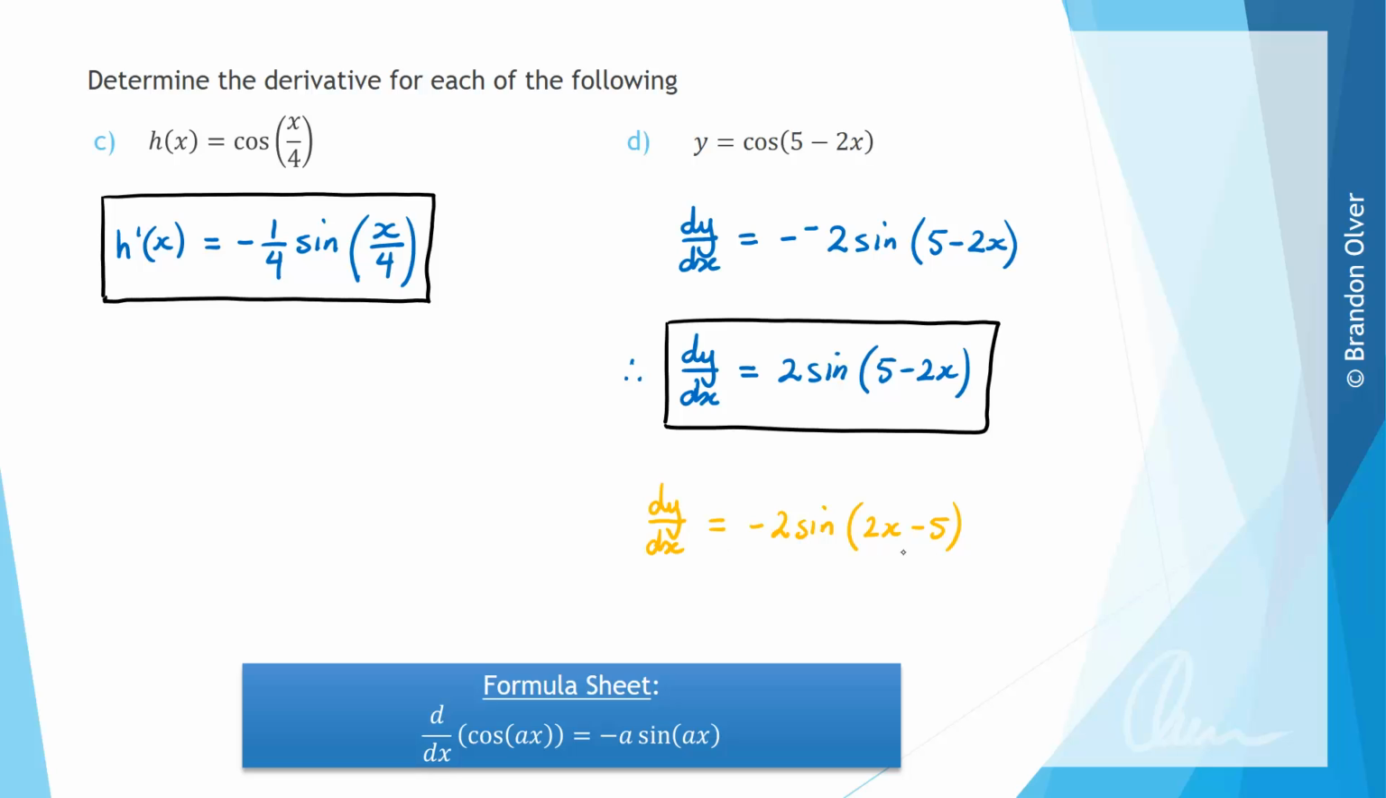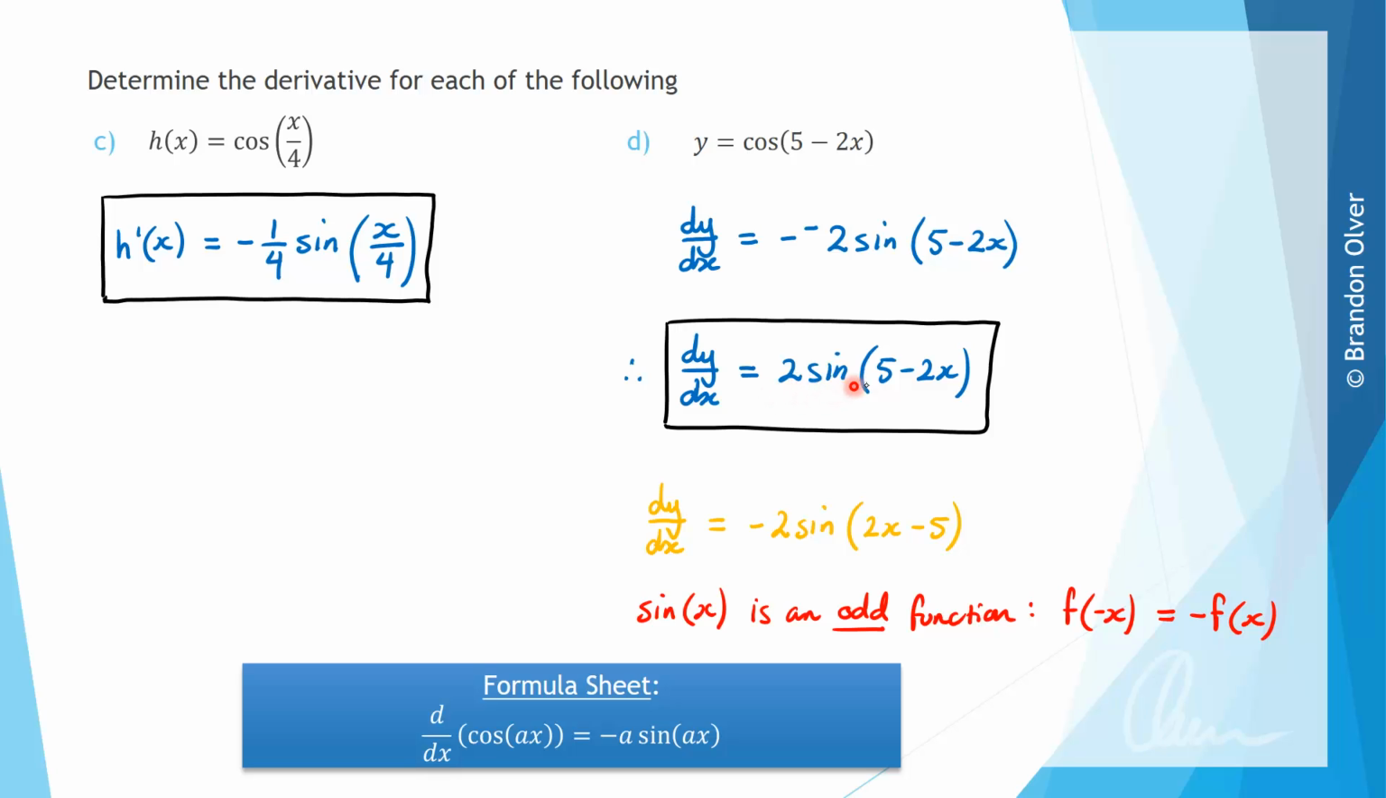And the reason that that is correct is because sine is what we might call an odd function. And by an odd function, that means that if we have f of negative x, that's the same as negative f of x. So that is a reflection over the y-axis is equivalent to a reflection over the x-axis.